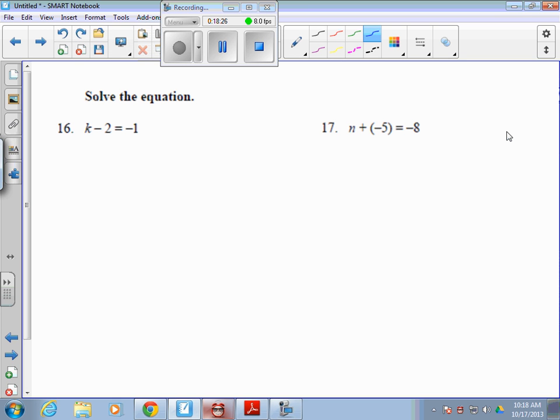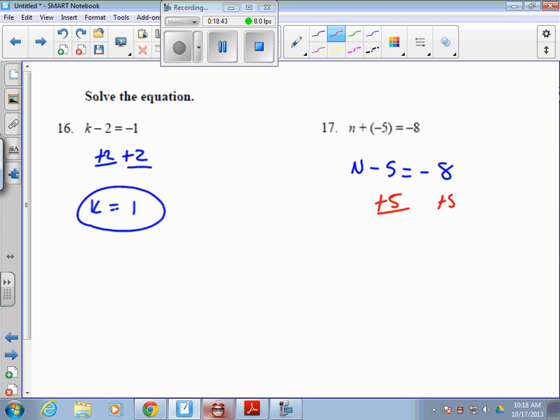Then we're solving these simple equations. Get rid of minus 2 by adding it to both sides. So k equals 1. This one says n plus a negative 5, which means n minus 5 equals negative 8. Get rid of minus 5 by adding it to both sides. So n equals negative 3.